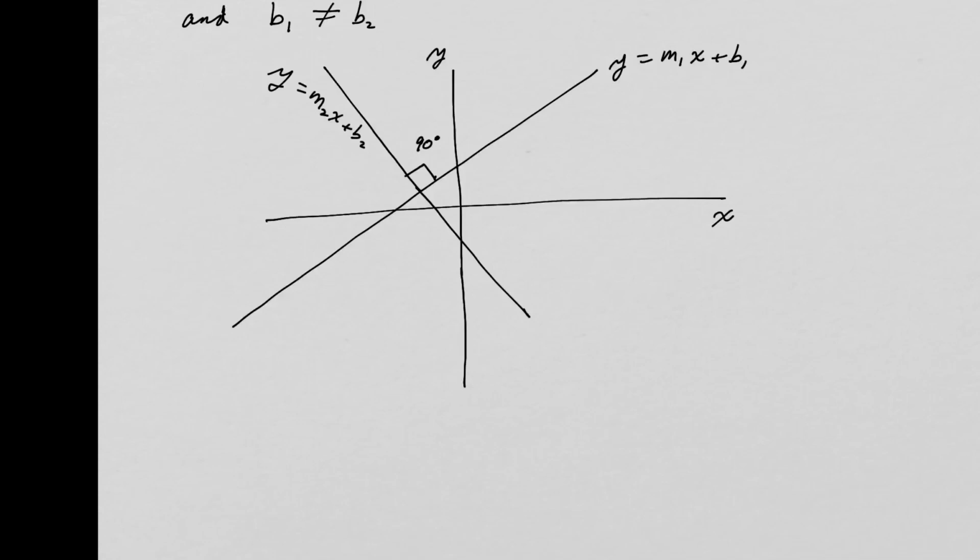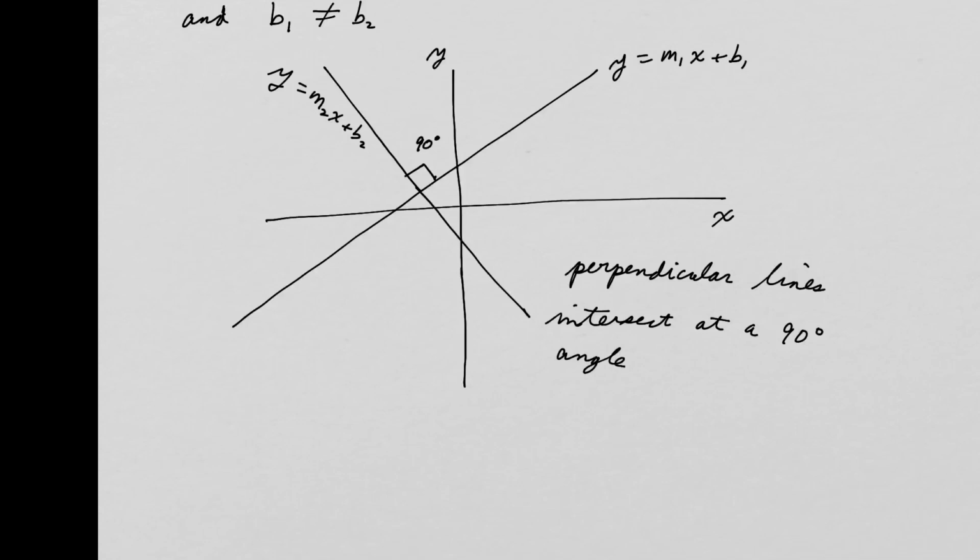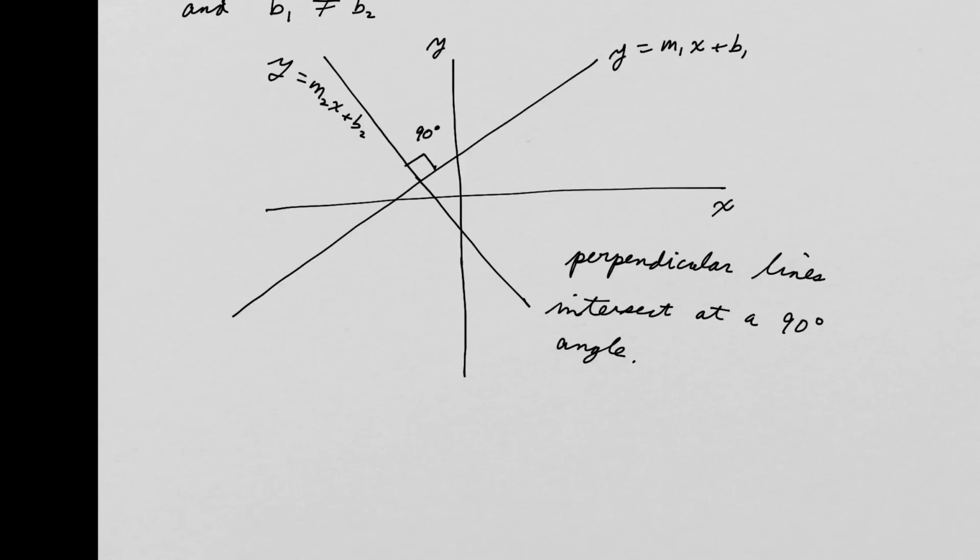So I'll say perpendicular lines intersect at a 90-degree or right angle. Okay, what's the test? I don't know if you guys remember this. You might remember this from elementary algebra.